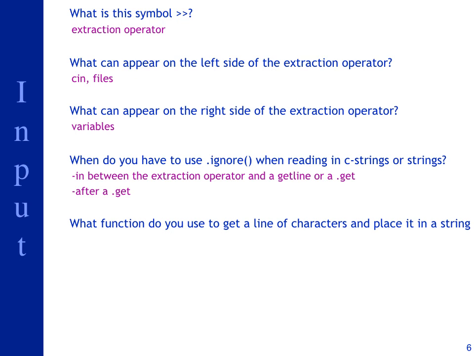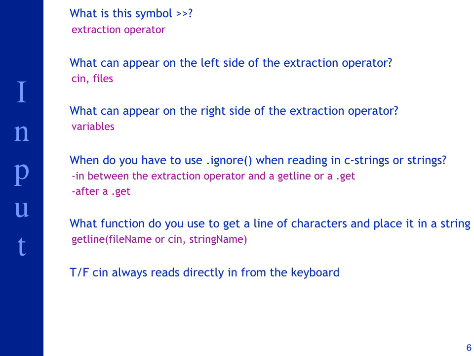What function do we use to get a line of characters and place it in a string? Right, we use getline, and then we define which input device we're using, a file variable there or the console input, and then the string name that we're putting the data in.